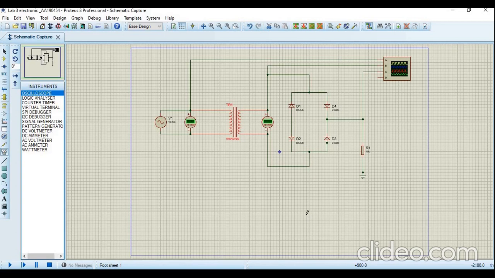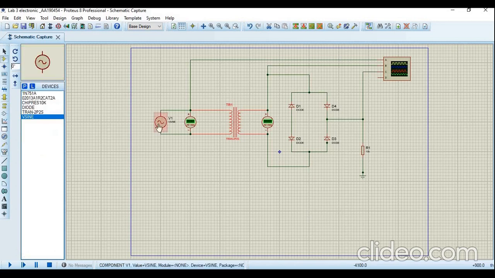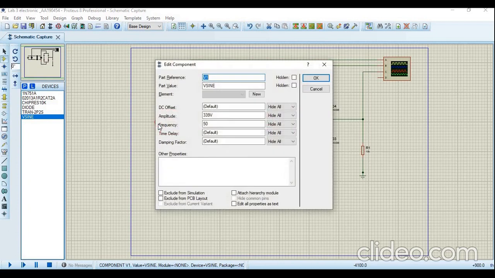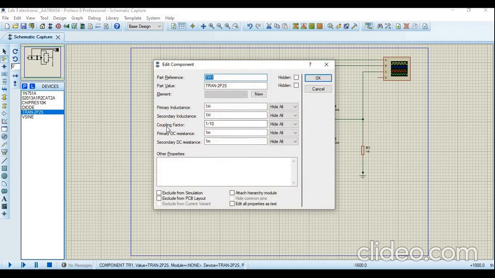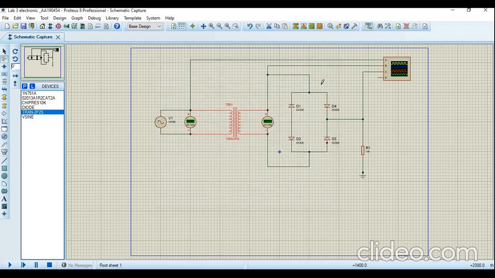Okay, we continue the Proteus. So our V sign, I already changed the value. Amplitude is 339 volt and the frequency is 50 Hz. So the simple transformer, I already changed the value. Coupling factor 1/10. So this is my circuit that I have done.